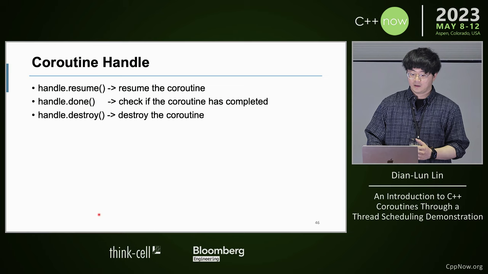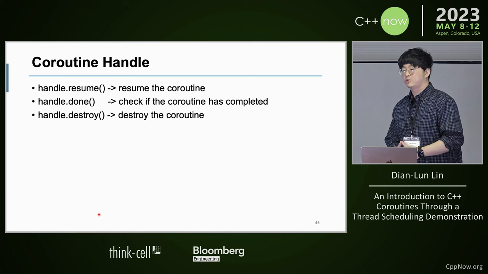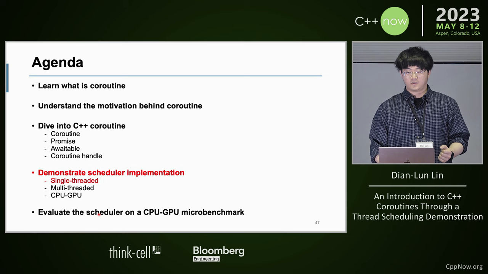Other useful functions in coroutine handle are resume, to resume the coroutine, done, to check if the coroutine has completed, and destroy, to destroy the handle. And that's the coroutine handle. All right. Now I want to demonstrate how I implement a scheduler. So the first one is single thread.